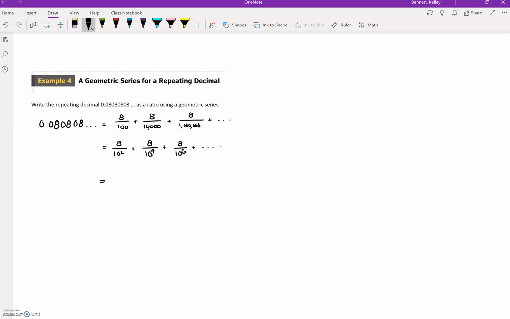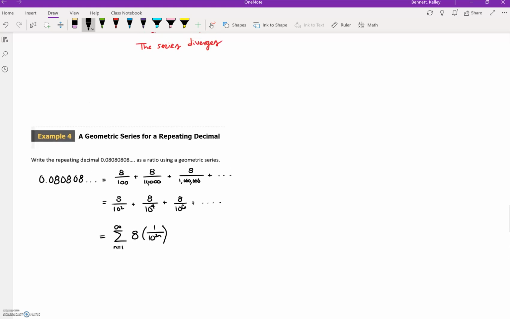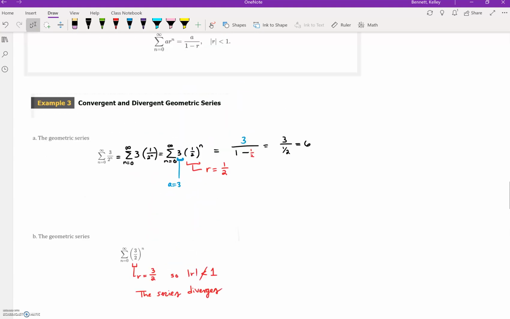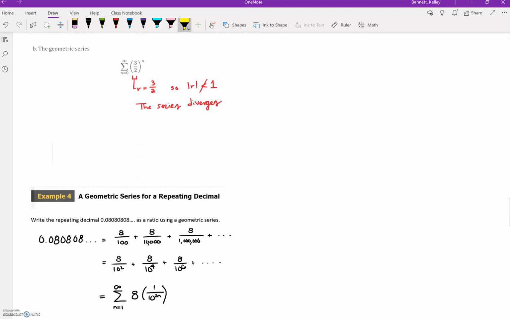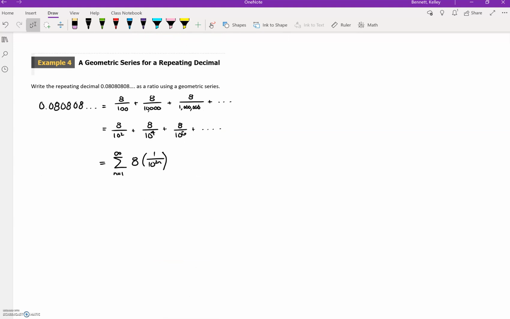So now I'm ready to write it as a summation. It's 8 times 1 over 10 to the 2n. And notice that we're going to start from n equals 1 to infinity. This is important because in our theorem for 9.6, it's really, really important that this formula applies when you start from 0. So that's super important. But we're not starting from 0 in this example. So we've got to do a little bit of an adjustment.